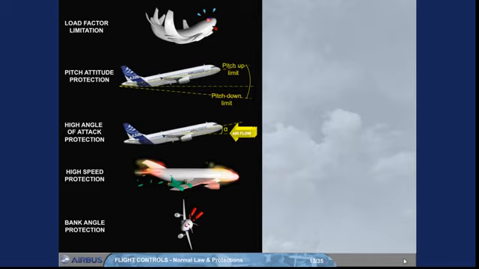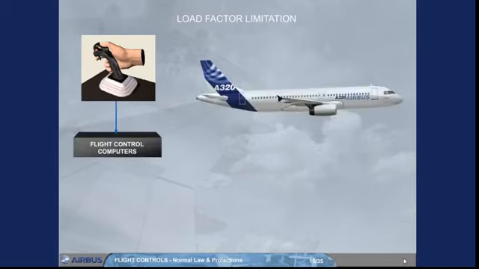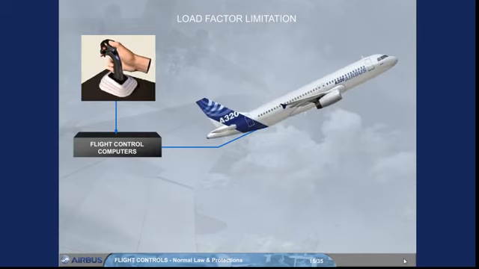Let's take a closer look at these protections. In a conventional aircraft, pilots must ensure that structural limitations are not exceeded. However, in the A320 family, load factor limitation is available in normal law. Load factor limitation prevents structural overstress by limiting control surface deflections through the flight control computers.